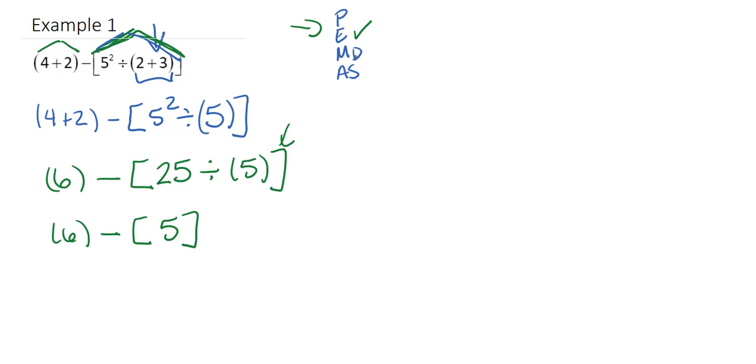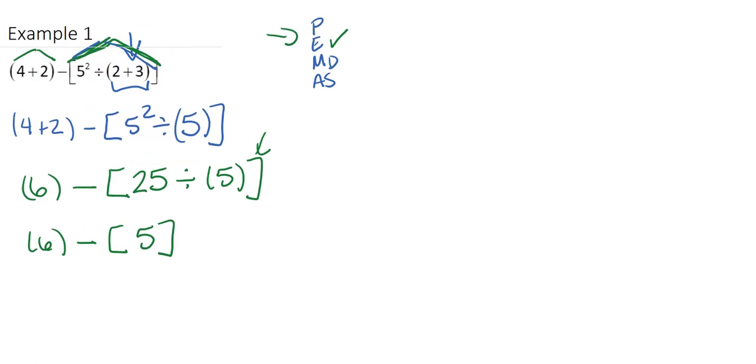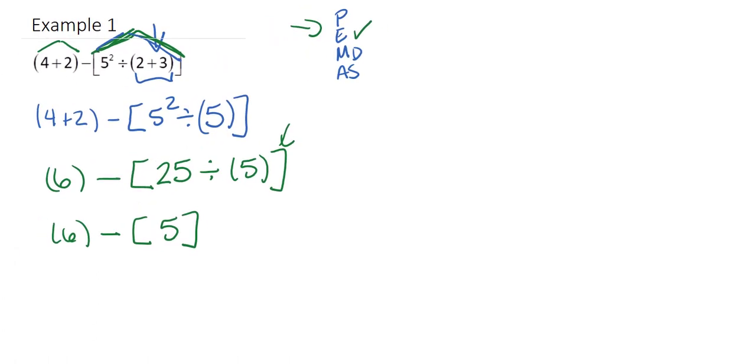So then, we've dealt with all these steps of parentheses, and we've dealt with the order. Now we're just going to do the final step, which will be subtraction, right here. So 6 minus 5, which is equal to 1. So that would be our solution. Now let's do another example.